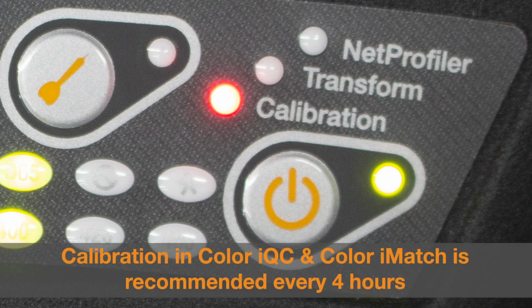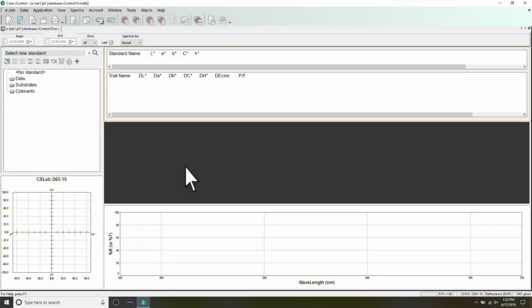The indicator on your instrument will appear red when your calibration is expired. In Color IQC, or Color iMatch, the status bar will also show the remaining time of your calibration. Calibration is initiated through your software.